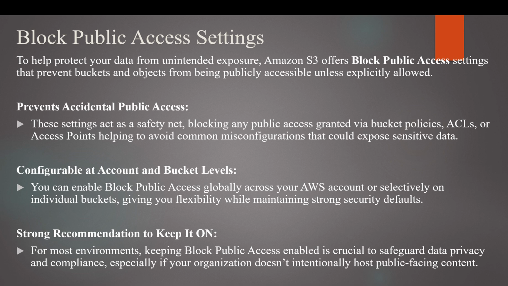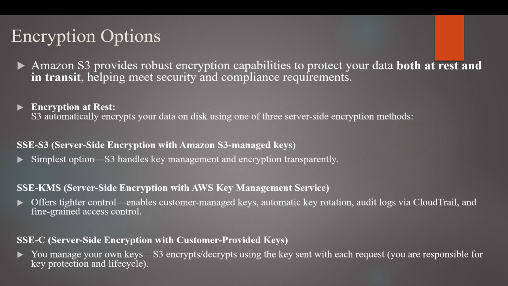Configurable at account and bucket level. You can enable block public access globally across your AWS account or selectively on individual buckets, giving you flexibility while maintaining storage security defaults. Strong recommendation to keep it on. For most environments, keeping block public access enabled is crucial to safeguard data privacy and compliance, especially if your organization does not intentionally host public-facing content.